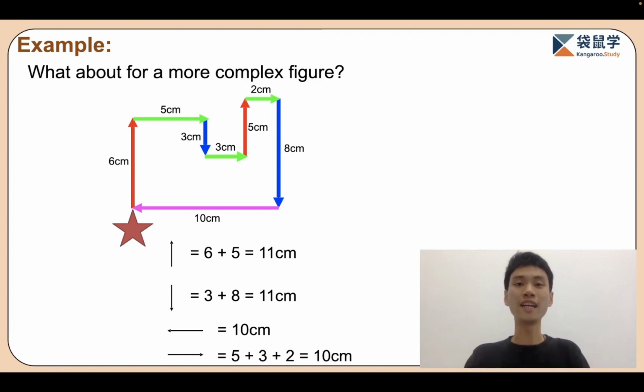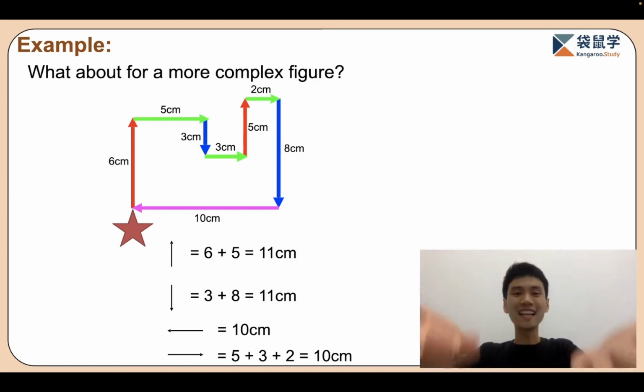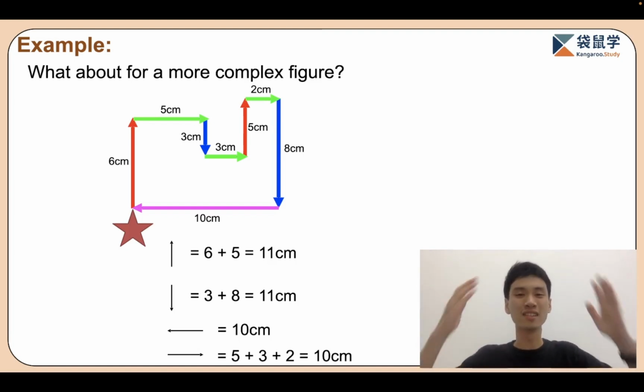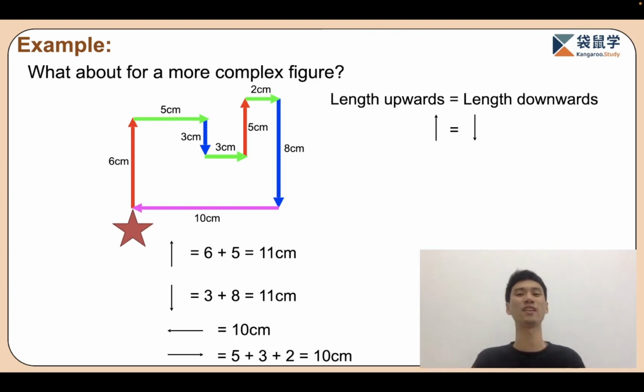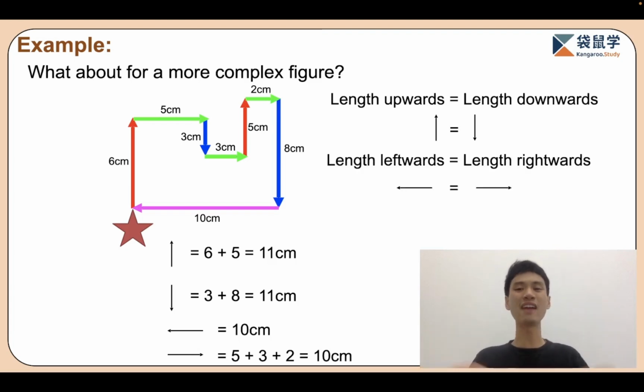Now, take a look at the bottom of your screen. Do you notice anything about the lengths of all 4 directions? Well, it's the exact same as the examples. If we look at the length going upwards, it's the same as the length going downwards. And if we look at the length going leftwards, it's the same as the length going rightwards. So we see that even in this very, very complicated figure, we can use the same principles as the ones we saw in the simpler examples.